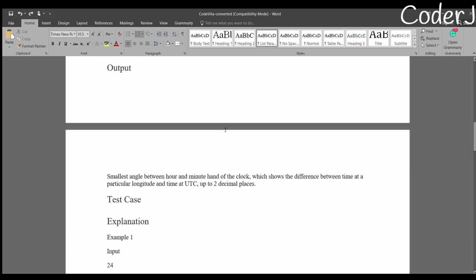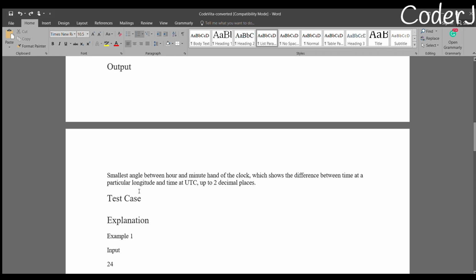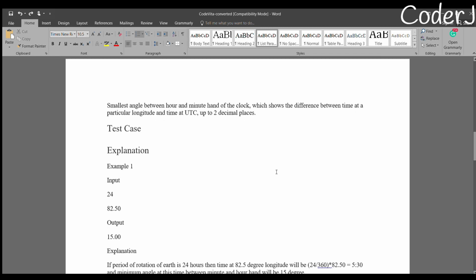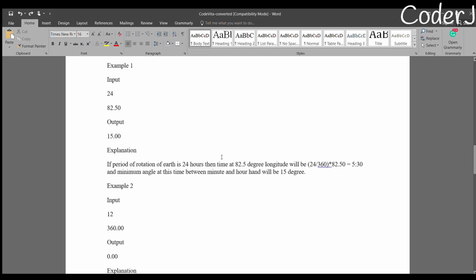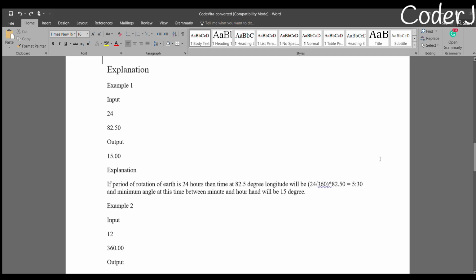So it's a float value, and the output will be the smallest angle between the hour hand and the minute hand of the clock, which shows the time difference, whatever it is. It doesn't matter. The main thing that we have to print is the smallest angle between the hour and the minute hand. Now we have our example one, and this will tell you a lot about the question. We have our two inputs: this is input one and this is input two. Don't even go into the depth of what they are. I literally don't care.